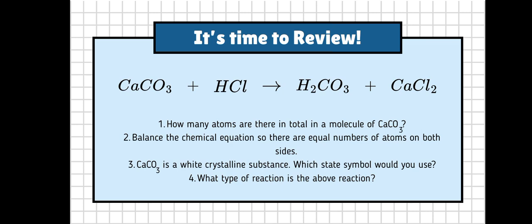Now students, let's review whatever we have studied. For review time, you have to participate in the comment section. This is the equation in front of you, and you have to tell me how many atoms are in this molecule, and then balance it. In the third question, you have to tell which state symbols could be used in this whole equation. And in the fourth question, you have to tell what type of reaction is happening in the above reaction.